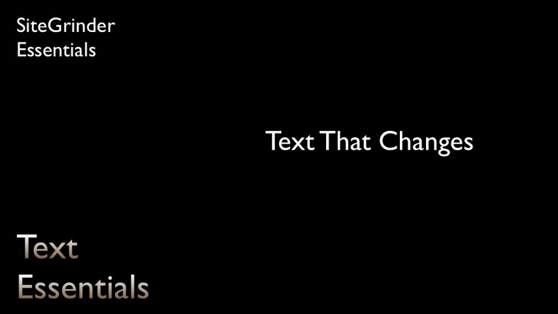What happens if you put more text in a paragraph rectangle than the rectangle can display? Or what if you don't know how much text you're going to have in a certain place because you haven't gotten it from the client yet? Or what if you need to change the text after you build your site? SiteGrinder provides several solutions for these common situations.